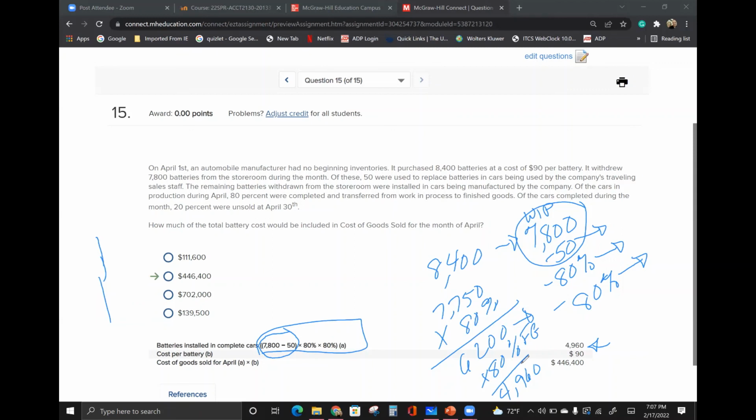And you may have another question just like this, but it's asking you what the selling expense is. So all that is this 50 units right here, right? Because that's what we pulled out for the sales team. So that would be the 50 times the $90. That would be my cost for the selling expense. Okay, so I know 4,960 is my units, and it tells me $90, so I just multiply it to come up with a number.